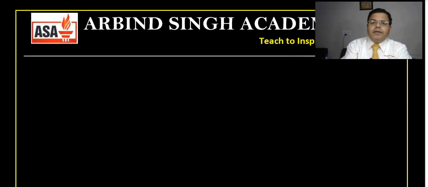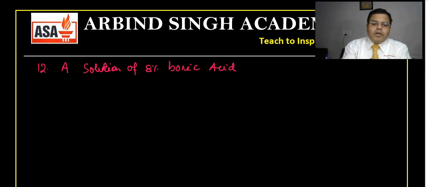Now there is a question, and that is question number 12. This is a very important one. You should write it and you should understand it. A solution of 8% boric acid. Boric acid solution is to be diluted.